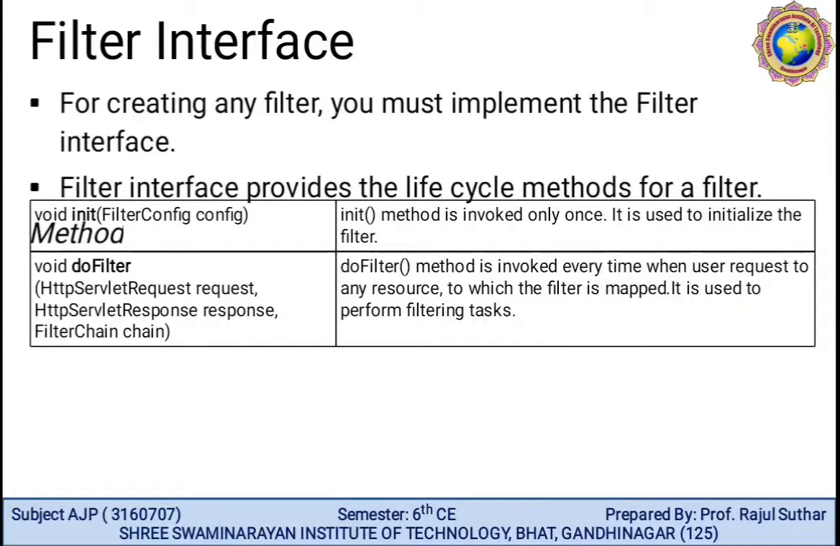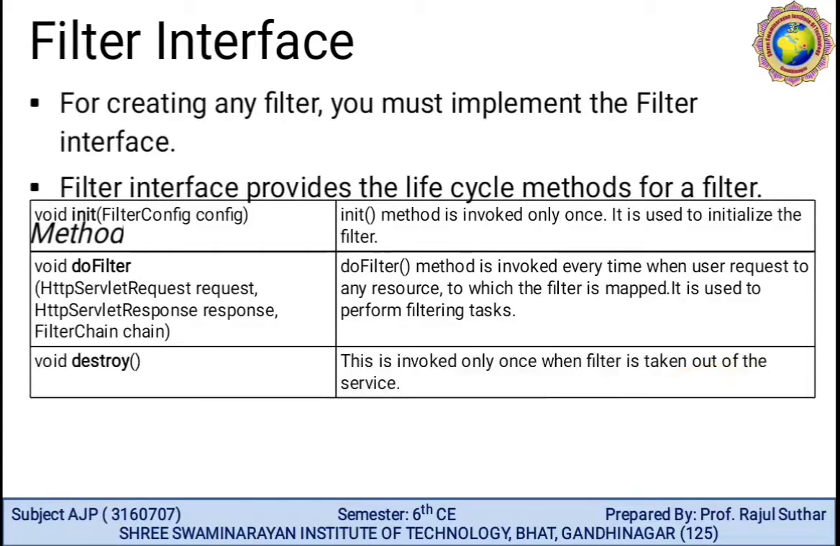Then the second method, void doFilter. It works with the HttpServletRequest, HttpServletResponse objects and FilterChain, in the type of FilterChain. The doFilter method is invoked every time when a user requests any resource to which the filter is mapped. It is used to perform the filtering task.